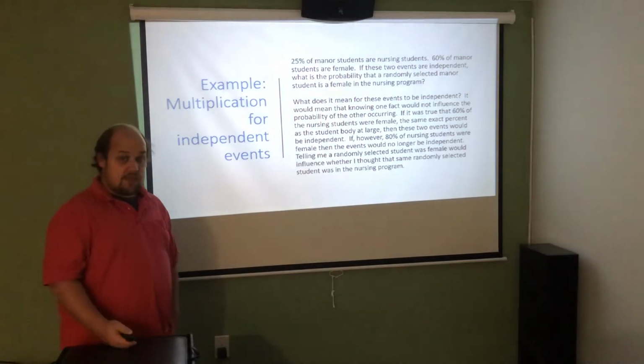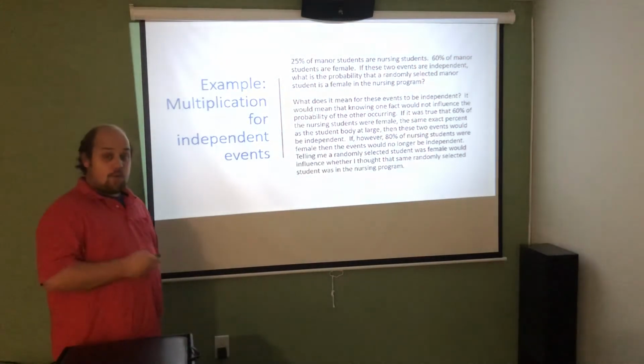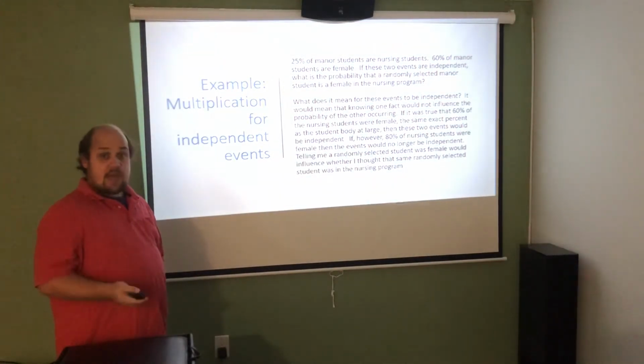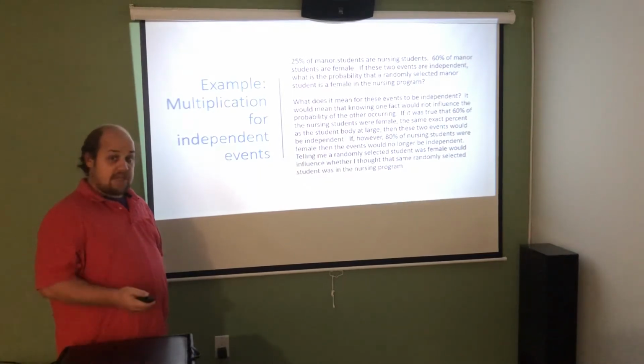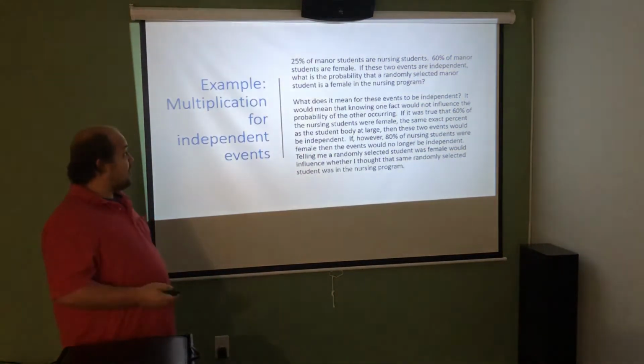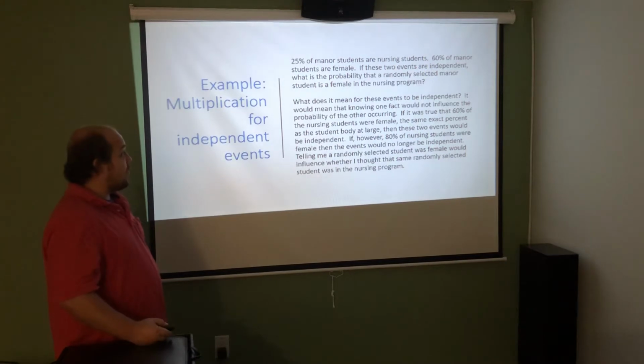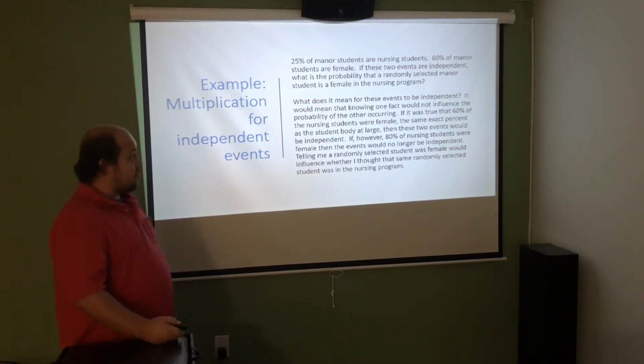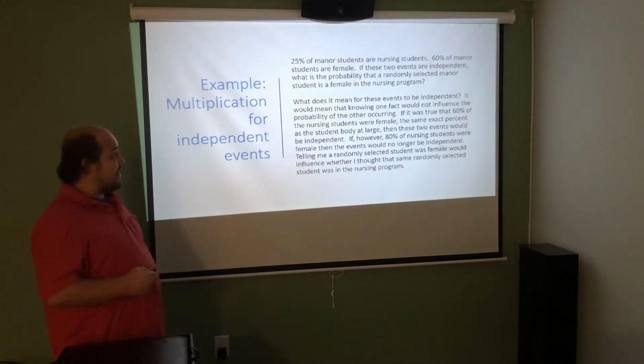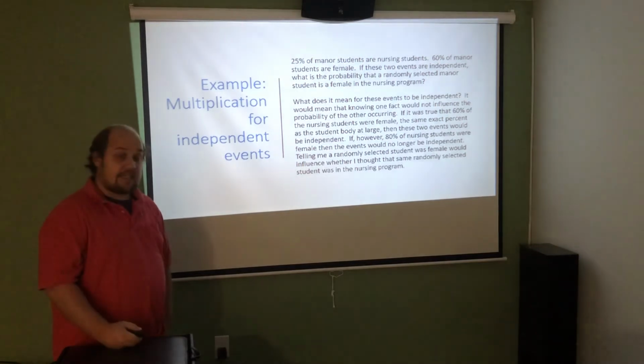If they're independent, we would take 0.25 times 60%, or 0.6. 0.25 times 0.6 would give me an answer of 0.15. So 15% of students randomly selected in the Manor population would be a female in the nursing program if these two numbers were correct and if they were statistically independent.